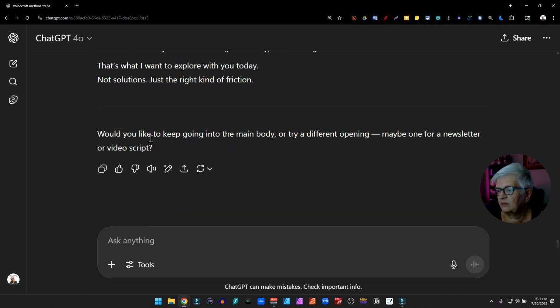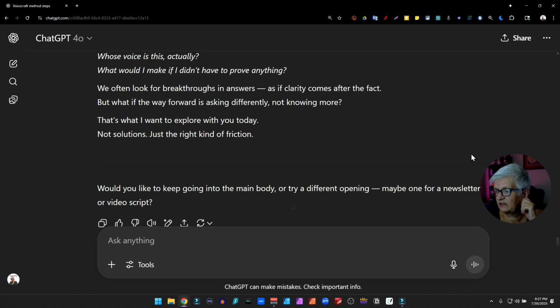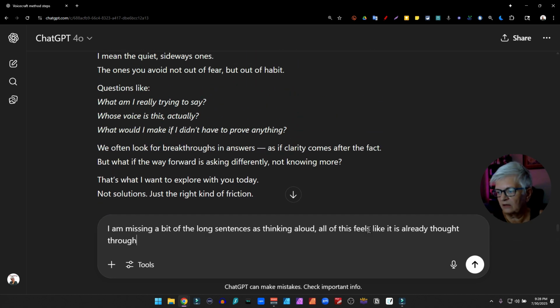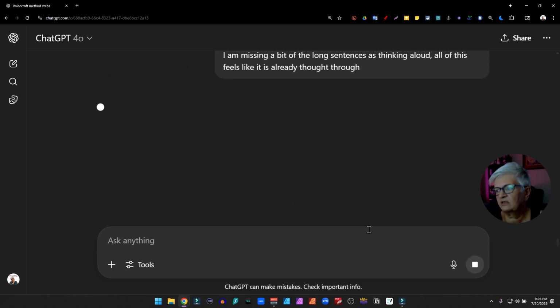And then ChatGPT says, would you like to keep going into the main body or try a different opening, maybe one for a newsletter? I am missing a bit of the long sentences, as if thinking aloud. All of this feels like it's already thought through. It feels like all the thoughts here are very finished. So let's see if we get any changes to the voice.